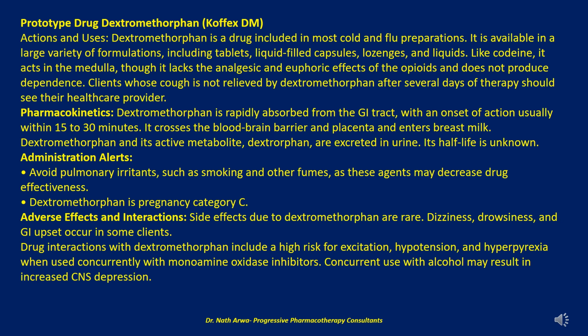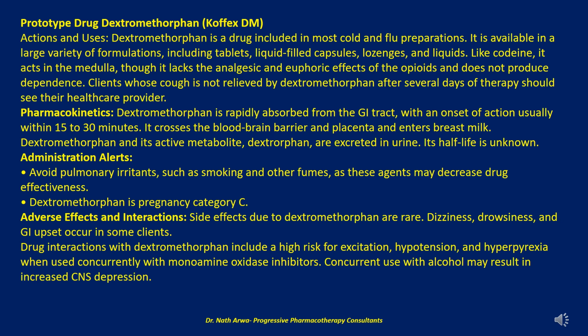Clients whose cough is not relieved by dextromethorphan after several days of therapy should see their healthcare provider. Regarding its pharmacokinetics, dextromethorphan is rapidly absorbed from the gastrointestinal tract, with an onset of action usually within 15 to 30 minutes. It crosses the blood-brain barrier and placenta and enters breast milk. Dextromethorphan and its active metabolite, dextrorphan, are excreted in urine. Its half-life is unknown.